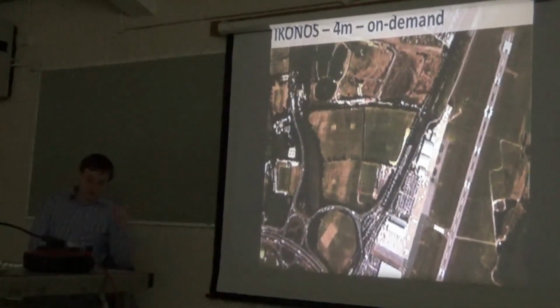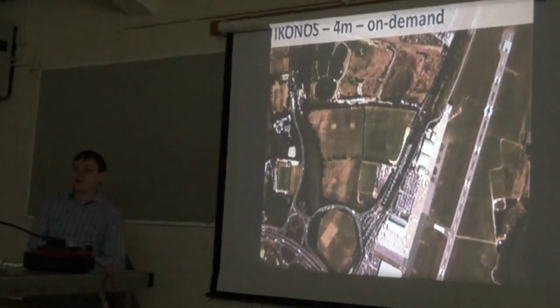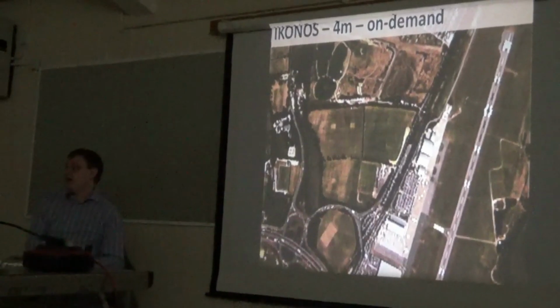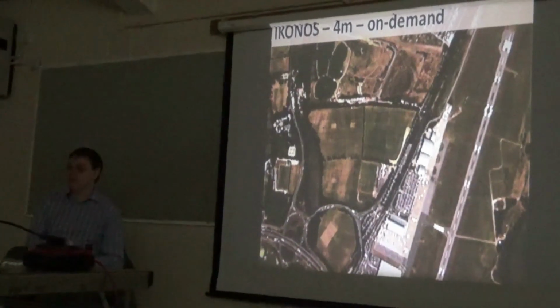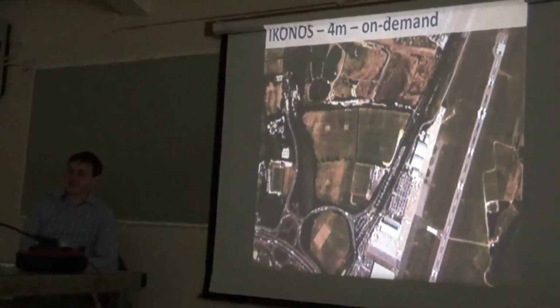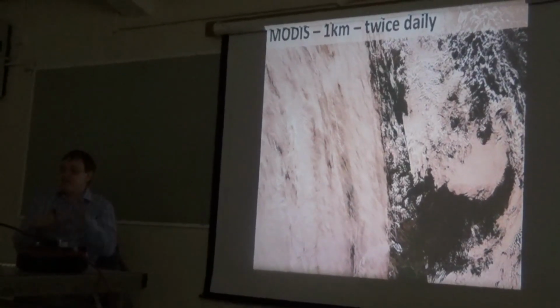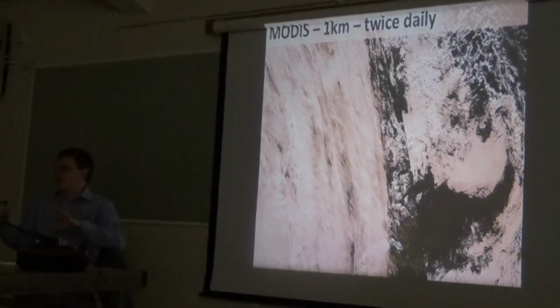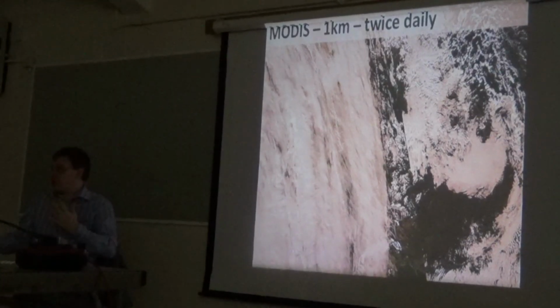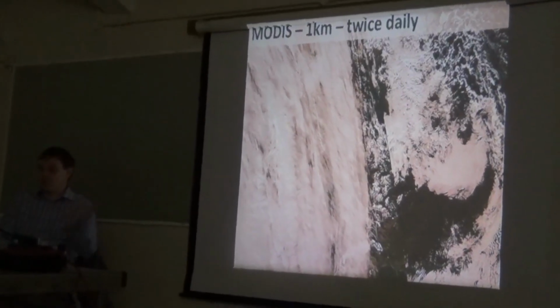You can also go to the other extreme and go to lower resolution data, which is actually quite useful when you're looking at broad areas. If you try to look at the whole world at 4 metres, you'd have a huge amount of data. So it's a bit easier to look at it at a slightly lower resolution. So this is MODIS data, which is 1 kilometre resolution. You always have a trade-off between the spatial resolution and the revisit time. The lower the resolution, the faster you can get a new image. So with this one you get images twice daily, but it's only 1 kilometre resolution.